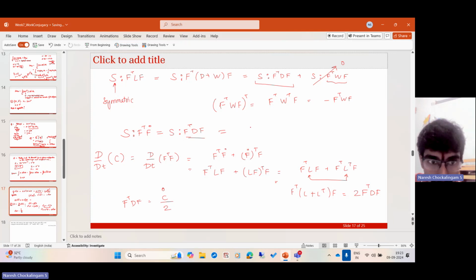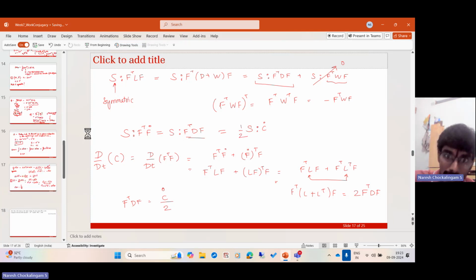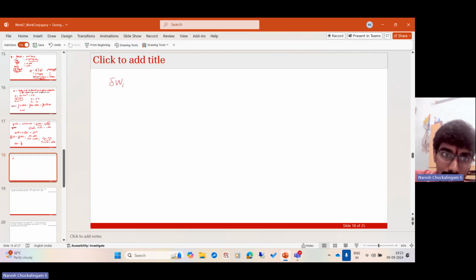Plug that into this. So this is nothing but S contracted with C dot by 2. What do we get? We get an expression for the virtual internal work done in terms of the second Piola Kirchhoff stress S contracted with half times C dot. So this means the second Piola Kirchhoff stress S and half times C dot are work conjugate.